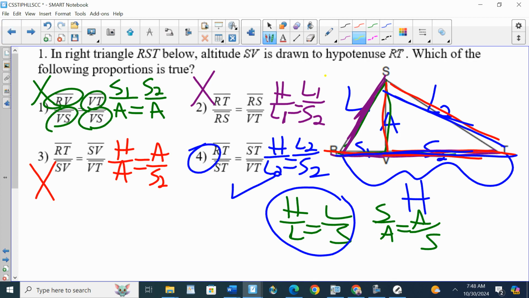Just pay close attention to, if you're using L1, you need to also use S1. If you're using L1 and S2, that's not correct.